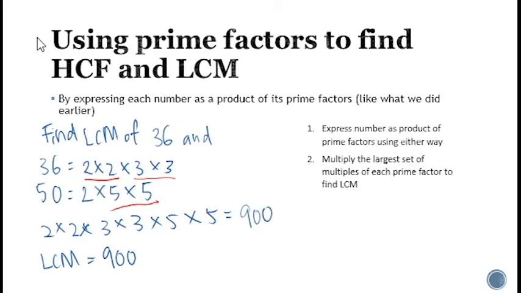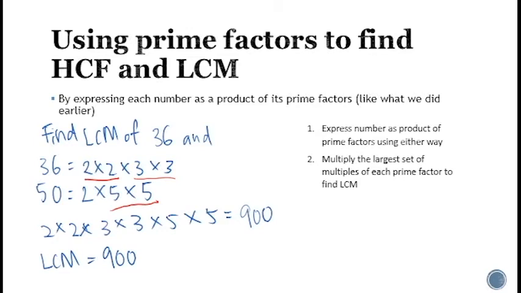Using prime factors to find HCF and LCM: express each number as the product of its prime factors, like what we did earlier. So to find LCM of 36 and 50, apologies, I missed the 50 here. First, you express the number as a product of prime factors using either way, the division or the factor tree. Then you multiply the largest set of multiples of each prime factor to find LCM.